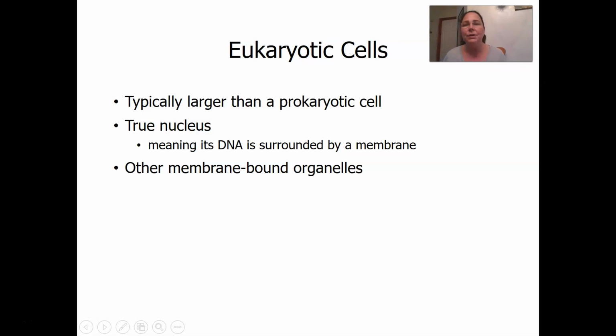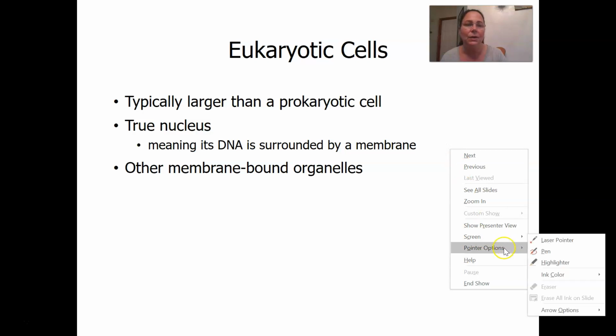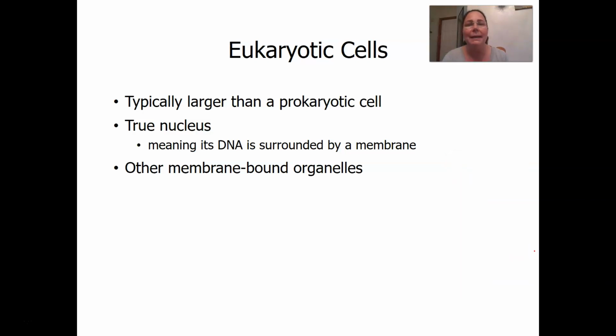Just as a reminder, there are only two different types of cells. There are prokaryotic cells, which do not have a nucleus, and then there are eukaryotic cells, which have a nucleus and membrane-bound organelles. Eukaryotic cells are found in plants, animals, fungi, algae, and protozoans. Protozoans are still single-celled organisms, but they're larger than bacteria. So there's a large variety of eukaryotic cells.